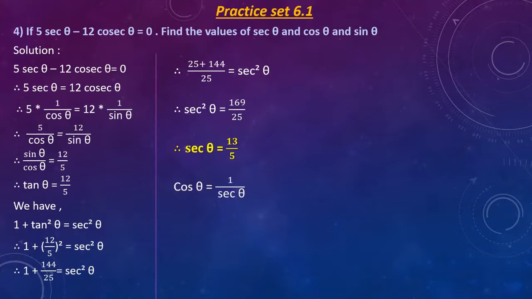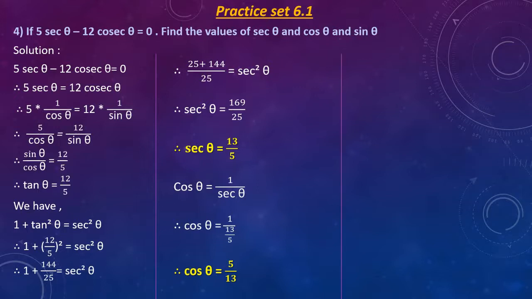Now we know that cos theta will be the multiplicative inverse of sec theta. So therefore cos theta is equal to 1 upon sec theta. Therefore cos theta is equal to 1 upon 13 upon 5. Therefore cos theta is equal to 5 upon 13. So we have the value of cos theta as 5 upon 13.